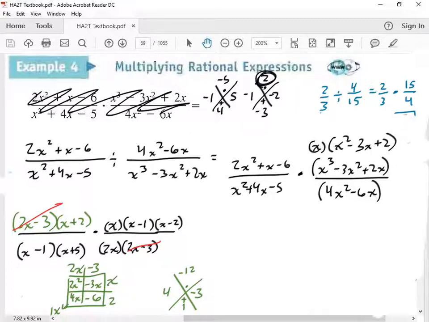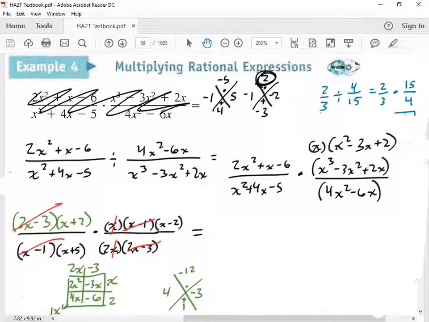x minus 1. All right. And then, any more? There's one more in there. Don't let him get away. The x's. You see these x's? Get them. All right. Now you just multiply straight across to get your final answer.